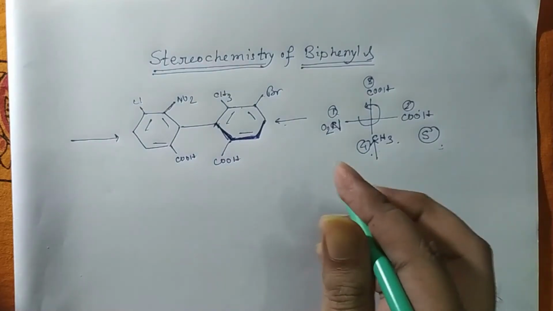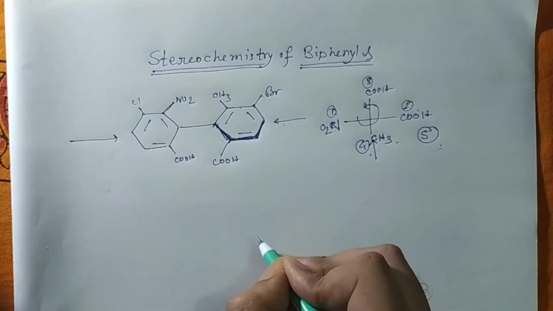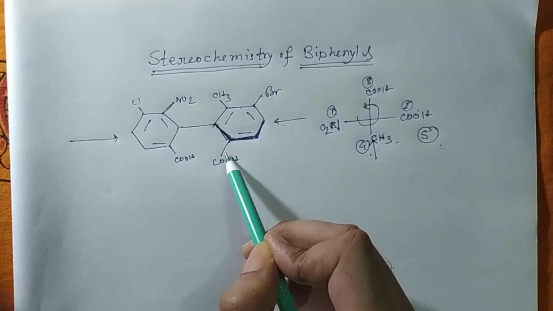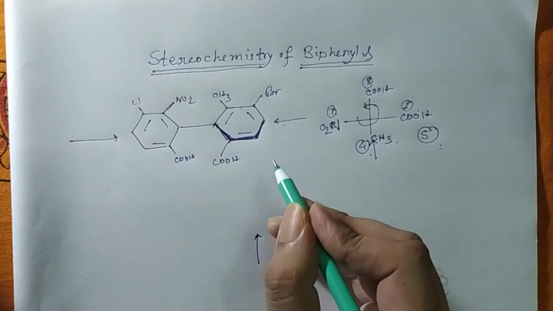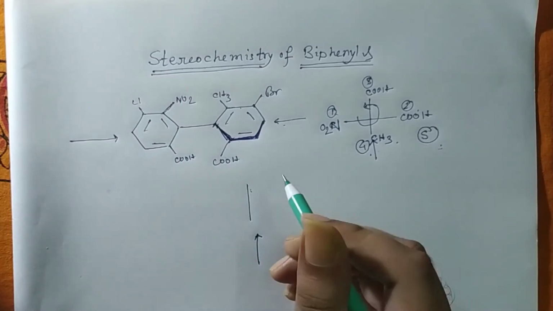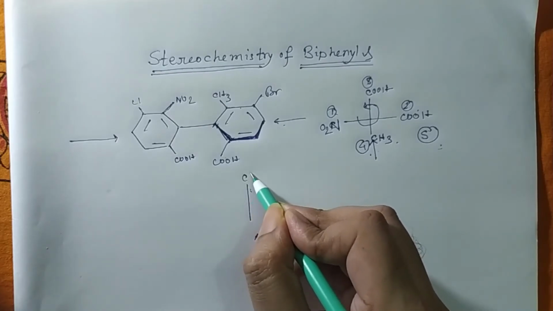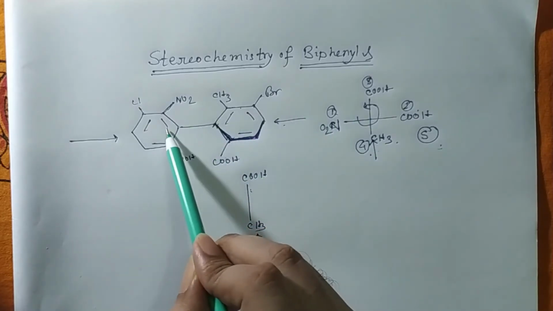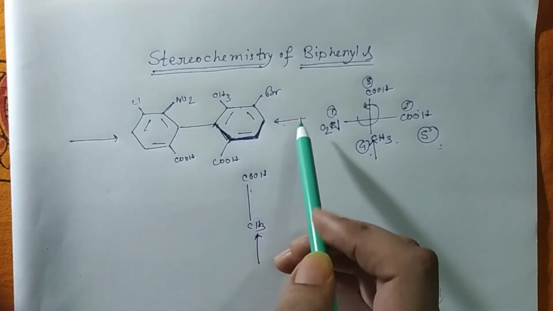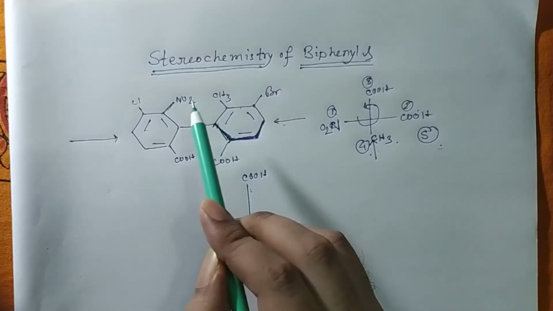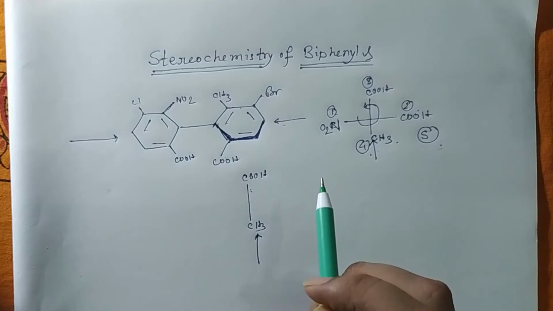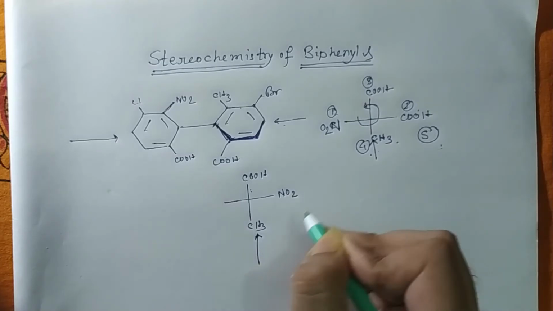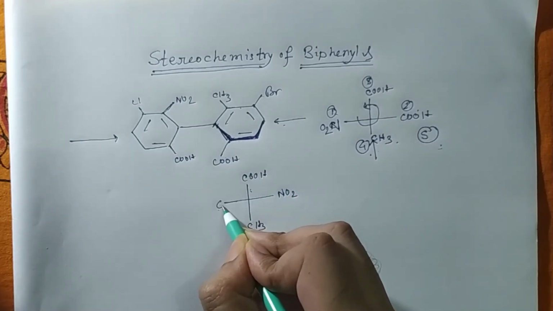So let's do this. If we are looking from this side, let's draw the axis or arrow. Again, this is above, this is below. This carboxylic acid is above, this CH3 is below. So let's put a vertical line. This is above, so put it upside, and this CH3 is below, so put it downside. After that, these two groups are in the plane of the paper, and with respect to this arrow or axis, the nitro is on the right and the carboxylic acid is on the left. So put the nitro group on your right to this axis, and the carboxylic group on the left.